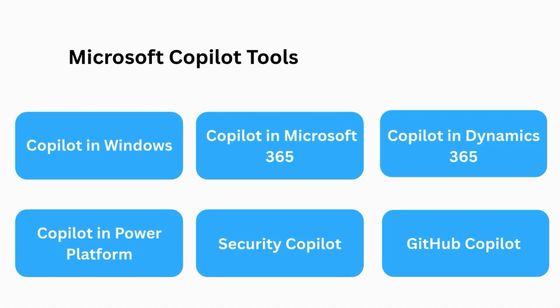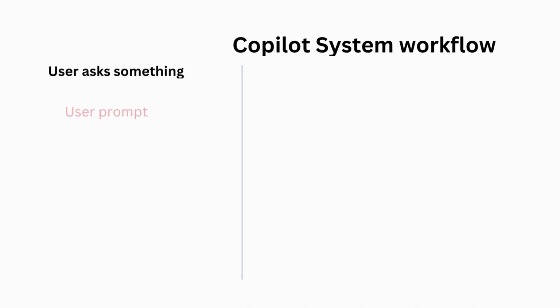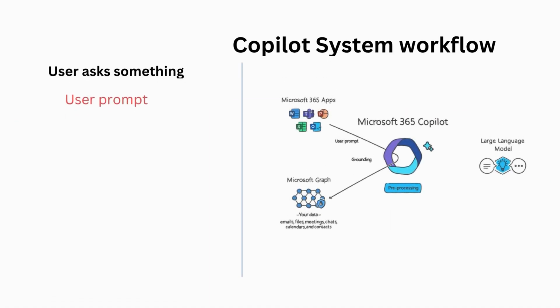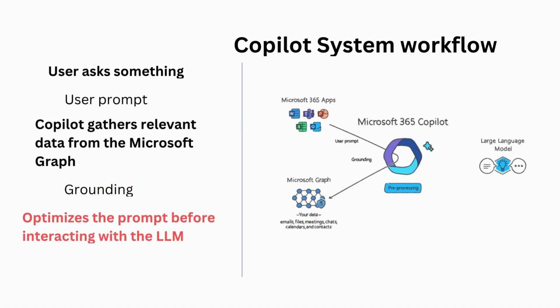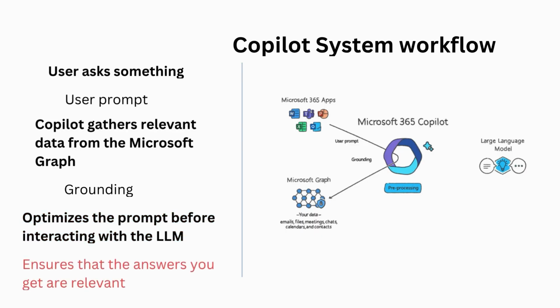Each one is built for a different purpose, but powered by the same smart AI models. Here's how Copilot works. You type a request, called a prompt. Copilot pulls related info from your company's data, called grounding. It uses that info plus the prompt to generate a helpful, relevant answer. Your data stays safe. Copilot only shows you what you're allowed to see, and everything stays inside your organization.